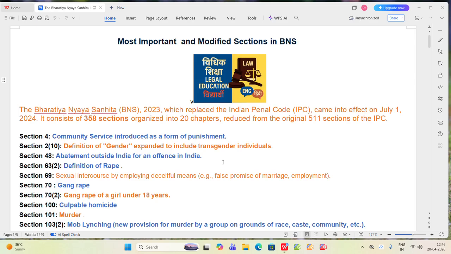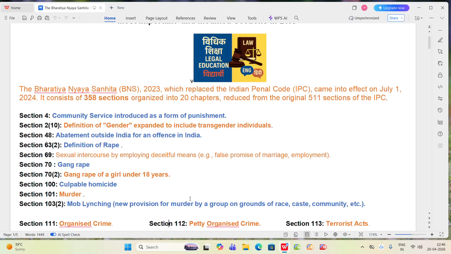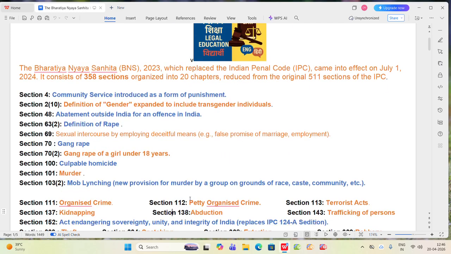Section 63(2) gives you the definition of rape. Section 69, sexual intercourse by employing deceitful means, means by fraud, like false promise of marriage or employment. So, this has also been modified in BNS. Section 70 relates to gang rape. Section 72, gang rape of a girl under 18 years. This has been well defined in BNS.